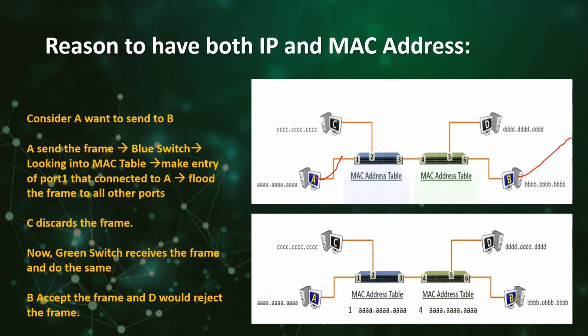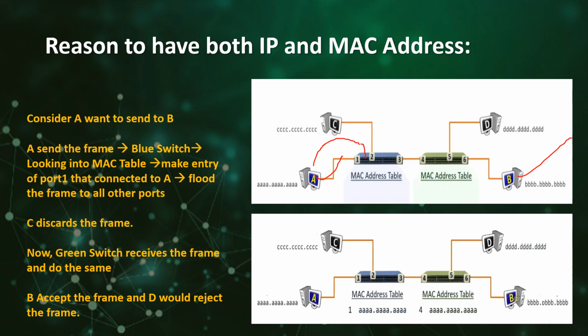A's MAC address is A, and consider there are two switches connected together, a blue switch and a green switch. Okay. If A wants to send a frame to B, what does A do? First, it sends the frame to the blue switch. What does it do? It checks the MAC table. Initially, when the devices are connected, the MAC address table is empty. They don't have any records of the details of PCs that are connected. So now the blue switch receives the frame from A.